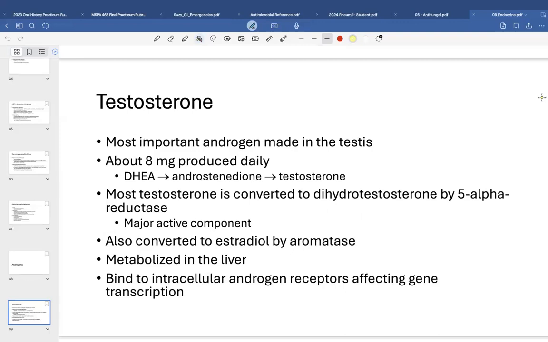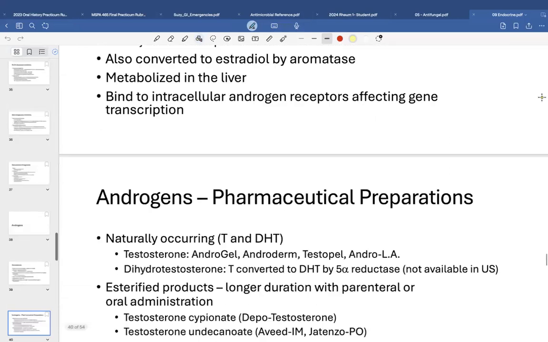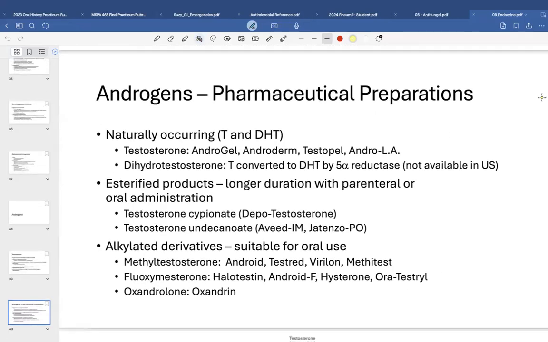So with androgens, you have lots of different pharmaceutical preparations. Again, the naturally occurring products themselves are testosterone and dihydrotestosterone. You can find pharmaceutical preparations of straight testosterone as topical gels like AndroGel, patches such as Testoderm, and then there's something called Testopel, which are little pellets that can be injected. Dihydrotestosterone, there are some pharmaceutical products, but none of which are really available in the US.